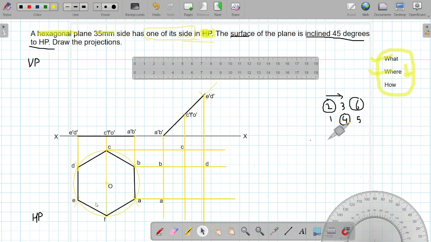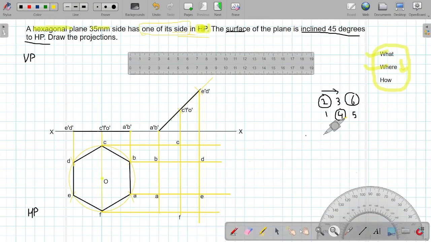Then for E, A and E will lie on the same projector. So this point will be termed as point E. And then finally for point F, again we have to draw the projector. And wherever they intersect, that will be point F. So with this we have completed plotting all the points.